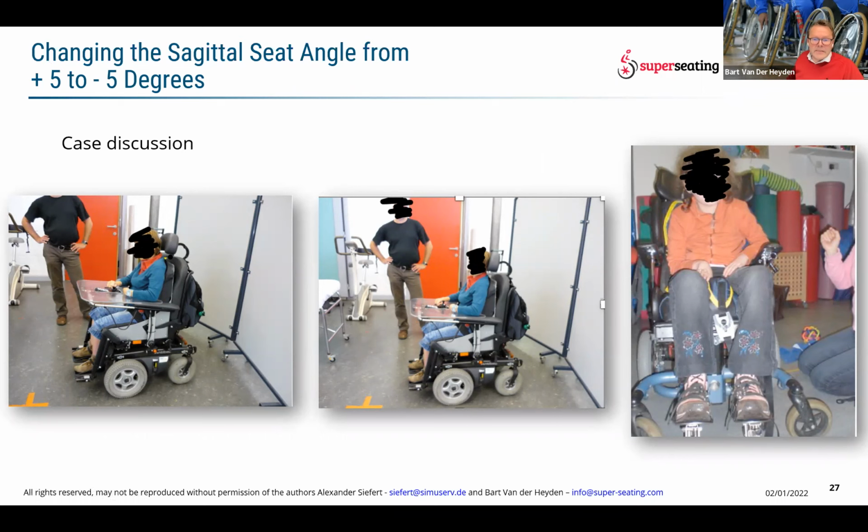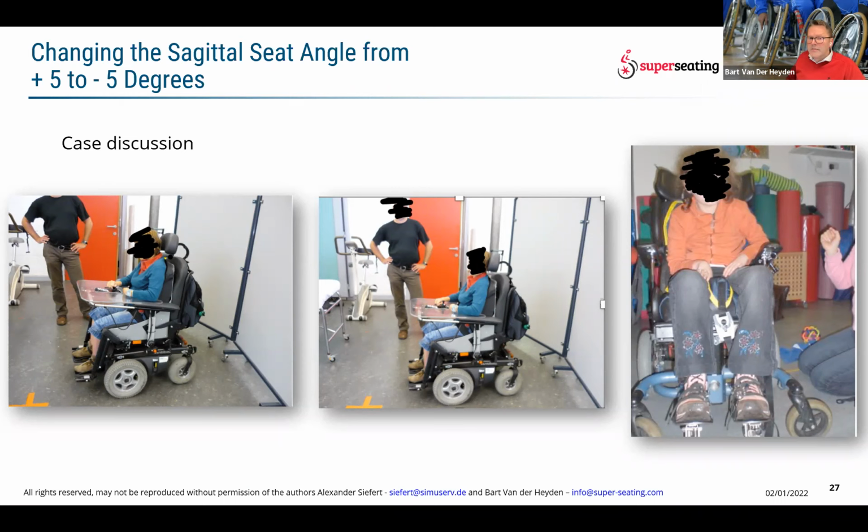So a case illustration. We have a client on the left, a client with cerebral palsy, who has a range of motion deficit, and she prefers to have a negative sagittal seat angle because it helps her then to sit with the trunk upright. So that's the choice we're making here. And it works well for her.